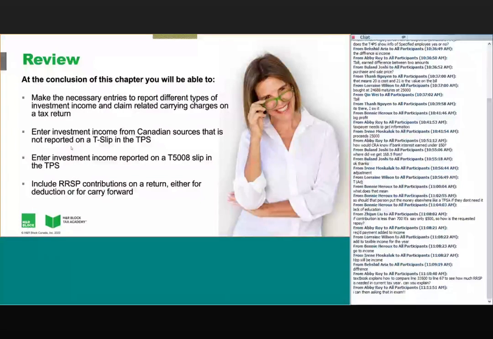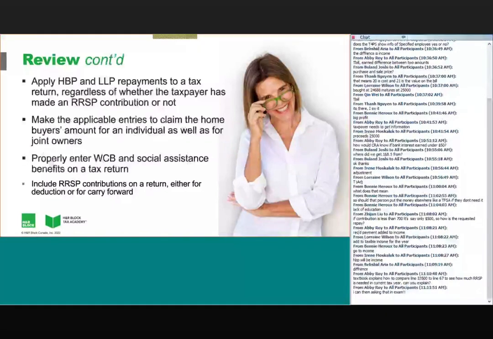So at the end of this chapter, we should be able to make necessary entries to report different types of investment income and claim carrying charges. We'll be able to enter investment income slips from Canadian sources that are not reported on T-slips. We'll also show you how to enter investment income reported on a T5008. We also showed you how to enter RSP contributions, either for a deduction or a carry forward. We also showed how to apply home buyer and lifelong learning repayments to a tax return, regardless of whether the taxpayer has made an RSP contribution or not.